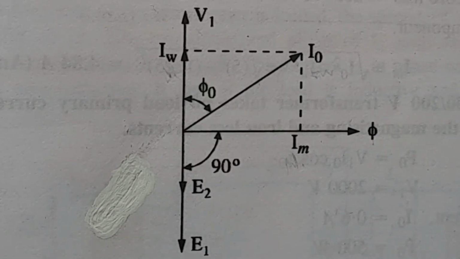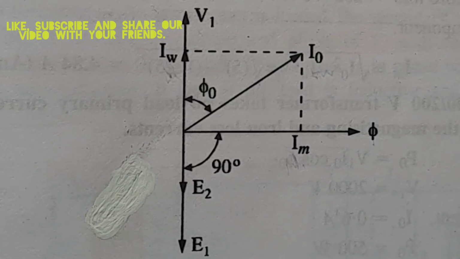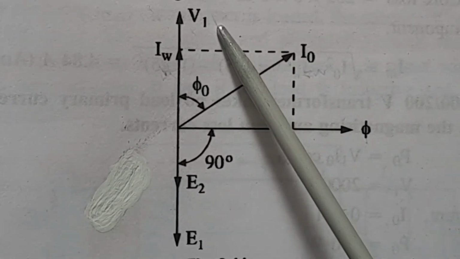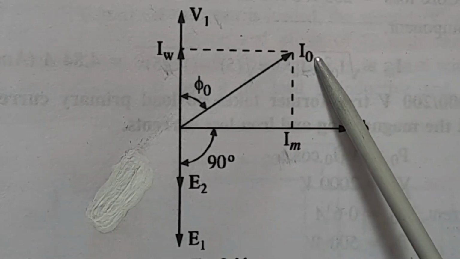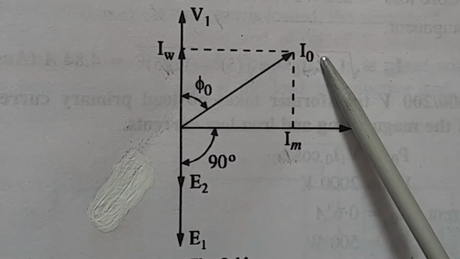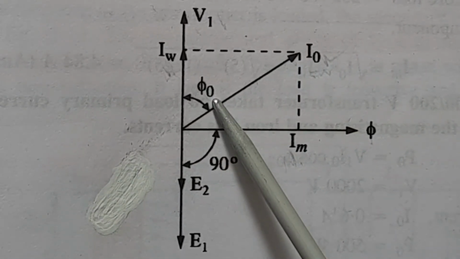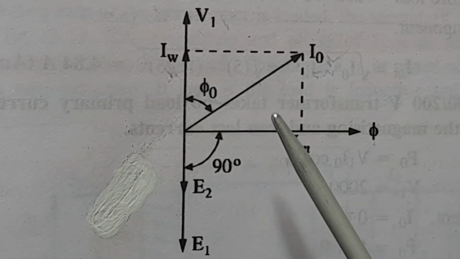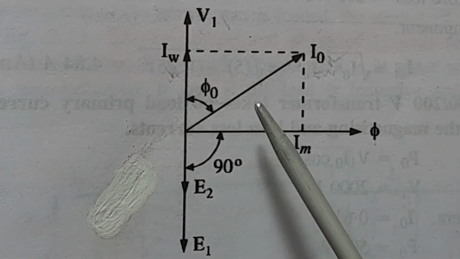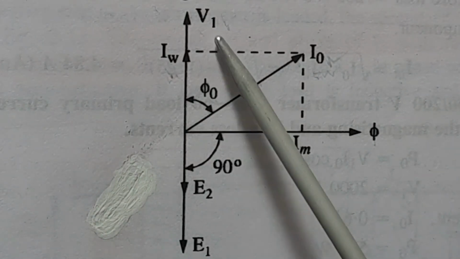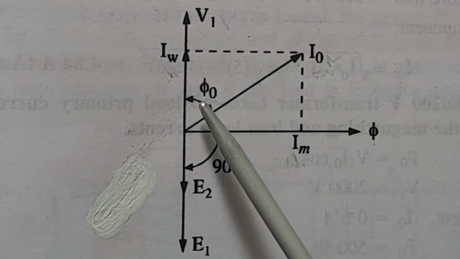What is the power consumed when the transformer is on no load? Definitely it will be equal to V1, the applied voltage, into I0, the current which is drawing, and the cos phi naught, the power factor at no load. So I can put it that the power consumed at no load will be equal to V1 I0 cos phi naught.